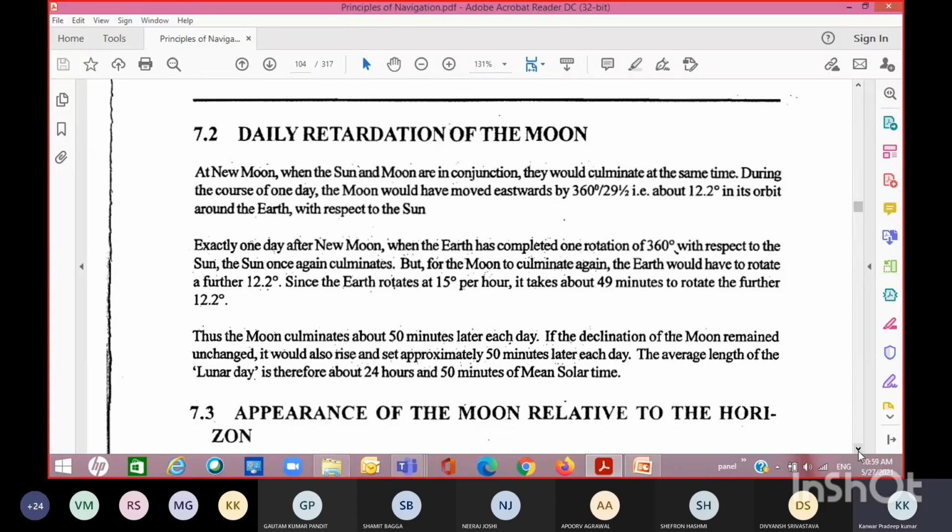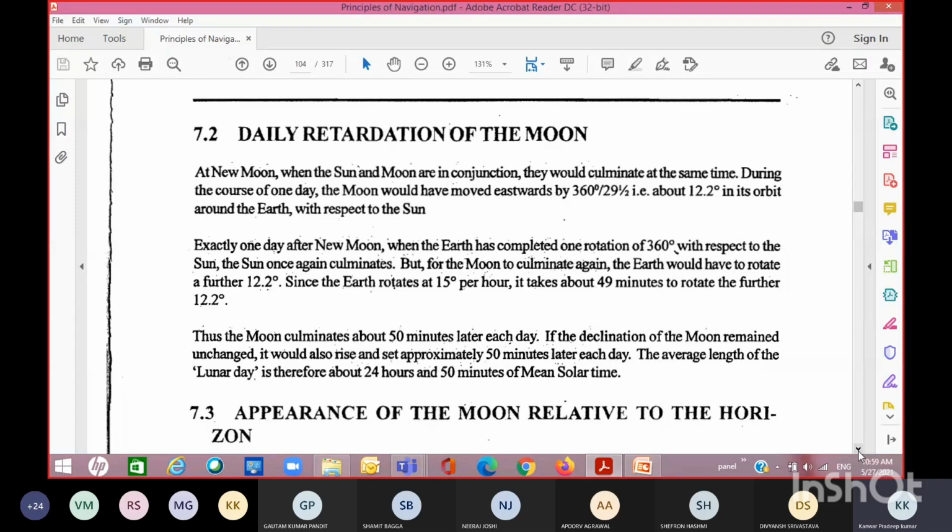At new moon, the sun and moon are in conjunction because they're in one line. They will culminate at the same time. Culminate means coming on the meridian. During the course of the day, the moon would have moved eastwards by about 12.2 degrees in its orbit around the Earth with respect to the sun.